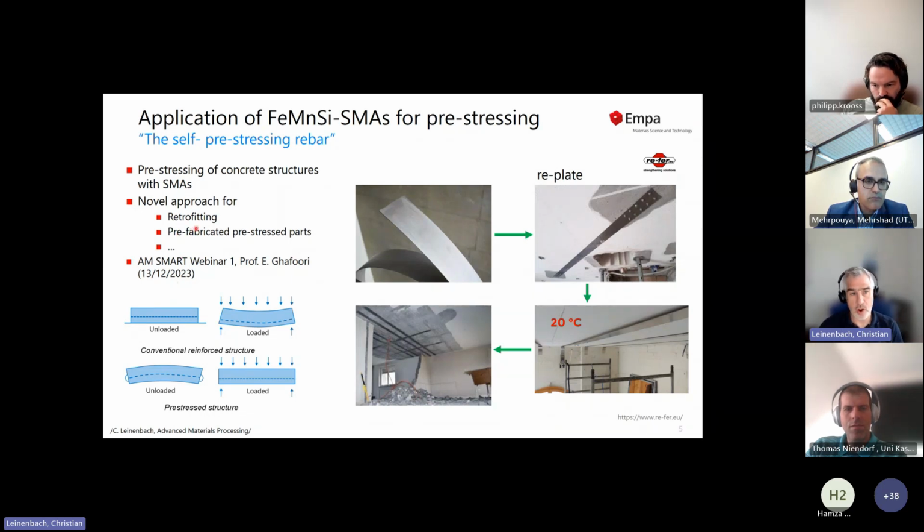And this is a novel approach used for retrofitting of civil structures and prefabrication of pre-stressed parts, and has been commercialized over the last more than 10 years by a startup company, now not anymore here in Switzerland, Refair. And I just want to refer to a previous AM Smart webinar given by Professor Elias Gafori, a former collaborator and still good friend. So we've been working on this alloy for several years together. So for us, it was now rather natural to ask the question, can we 3D print this material?